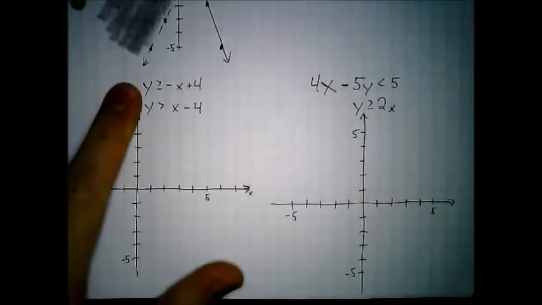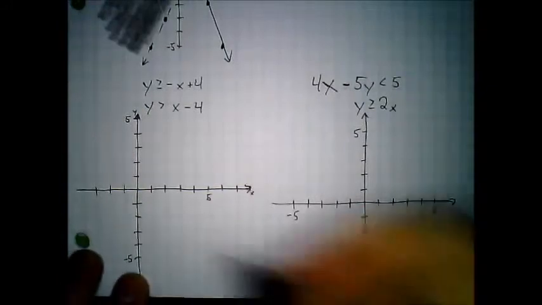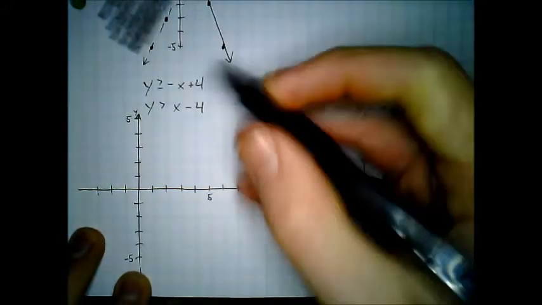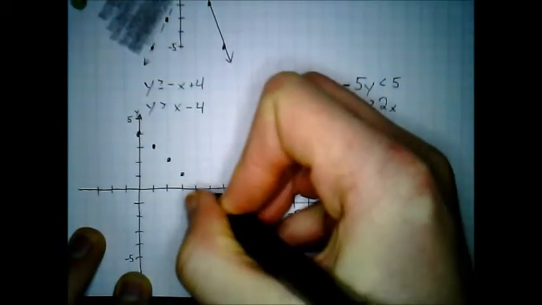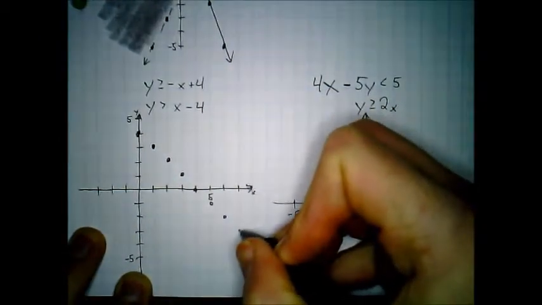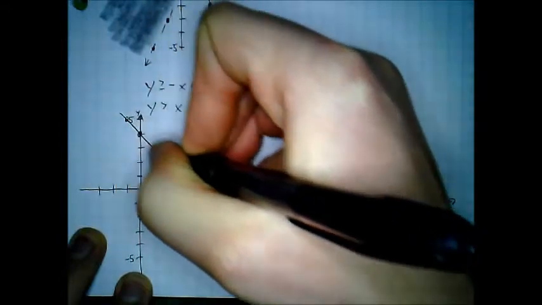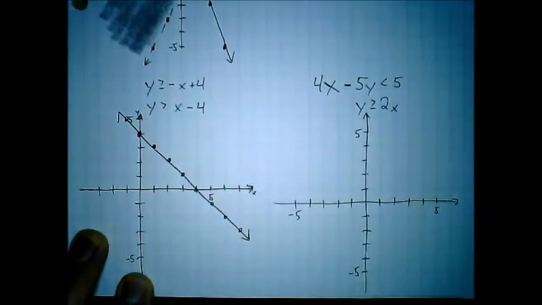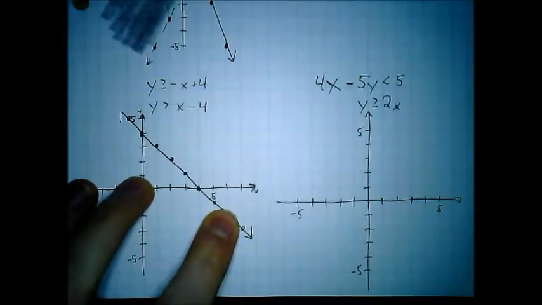Okay, our first system: y is greater than or equal to negative x plus 4, and y is greater than x minus 4. So let's graph both of our boundary lines. For negative x plus 4, the y-intercept is 4. The slope is negative 1, so you go down 1 over 1, down 1 over 1. Solid or dashed line? Good, solid, because it's 'or equal to.' So this is where y equals negative x plus 4.